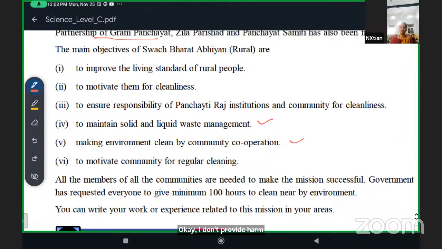Then, if they are dumping it in the water bodies, it will cause harm to the organisms that are living in the water bodies, and to the people the water is reaching, the people living near that area. It's going to cause harm to all of them. So these are also things that people should be made aware of.